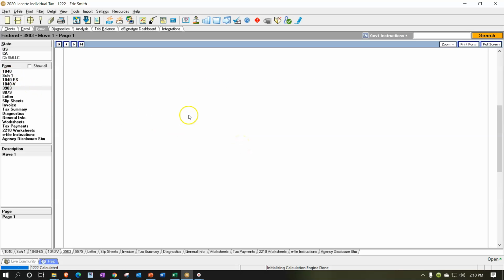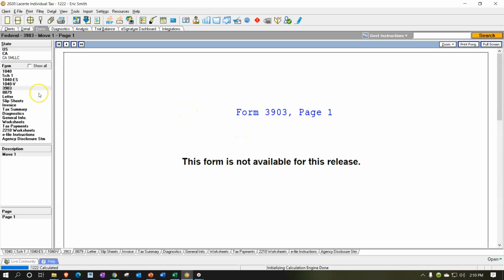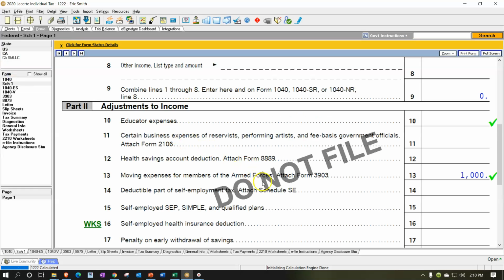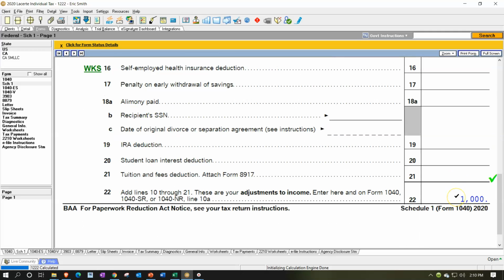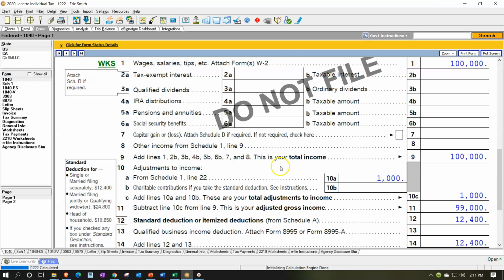3903. Let's do that one more time. Oh, this form's not available. It's not quite here yet. Sorry about that. So 3903 is not available at this point in time yet. But the detail related to that 1,000 would be on form 3903 and then flow on over to line 13. Of course, line 13 would then flow over to page 1 of the 1040, as we saw with the educator expense here. And there we have it.